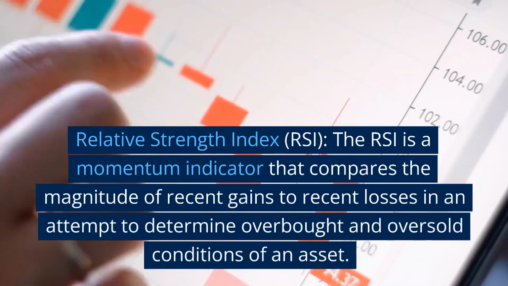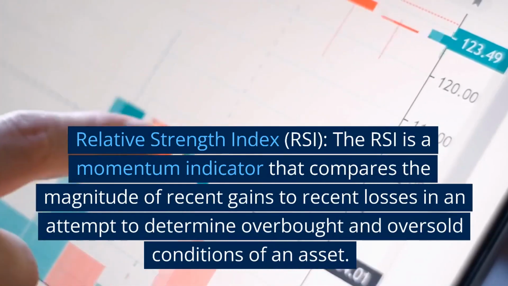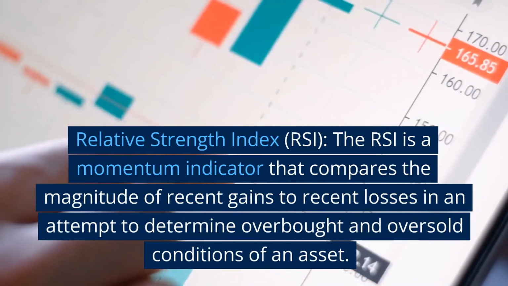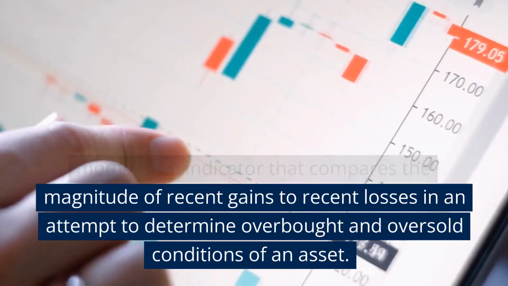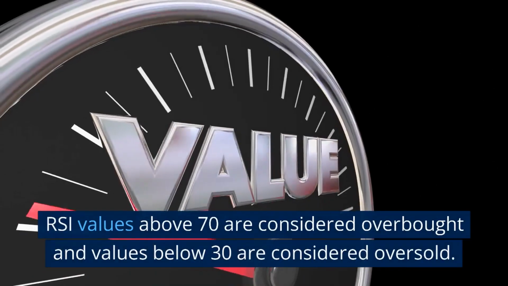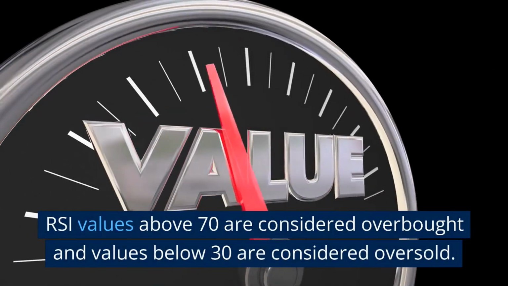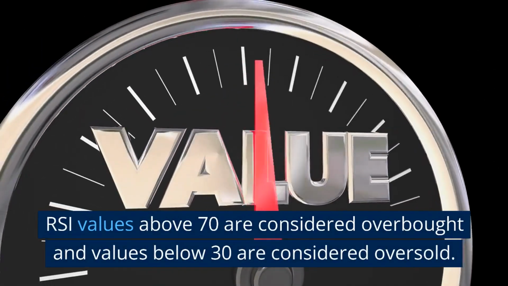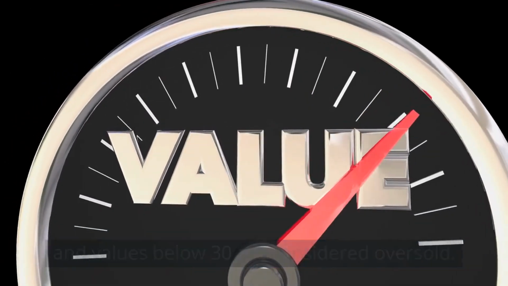The RSI is a momentum indicator that compares the magnitude of recent gains to recent losses in an attempt to determine overbought and oversold conditions of an asset. RSI values above 70 are considered overbought and values below 30 are considered oversold.